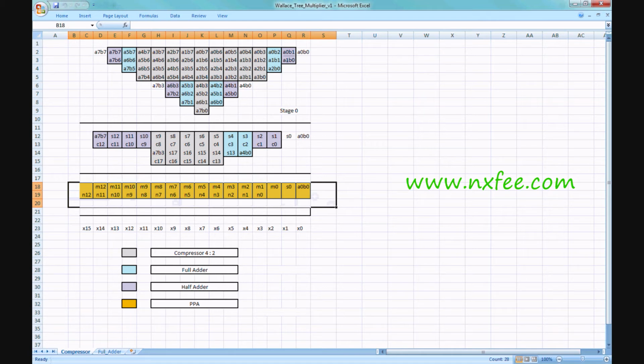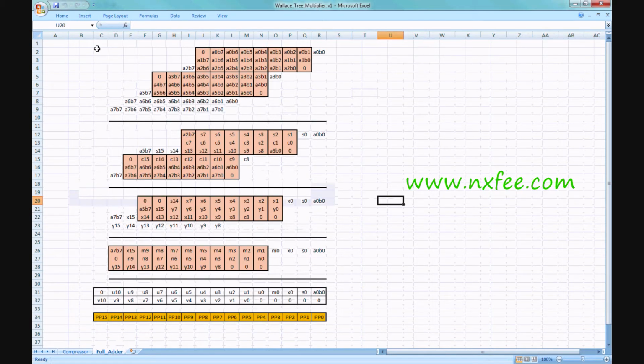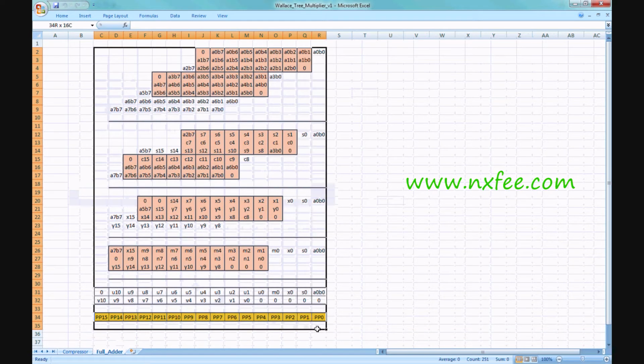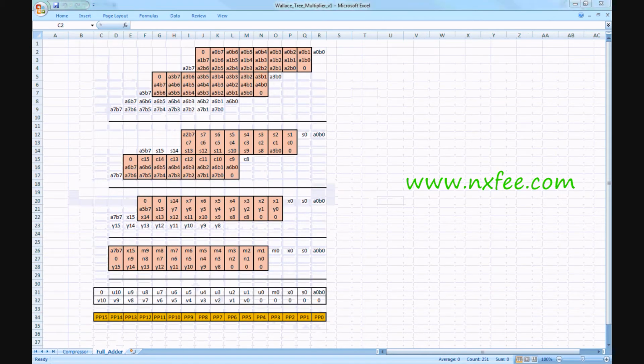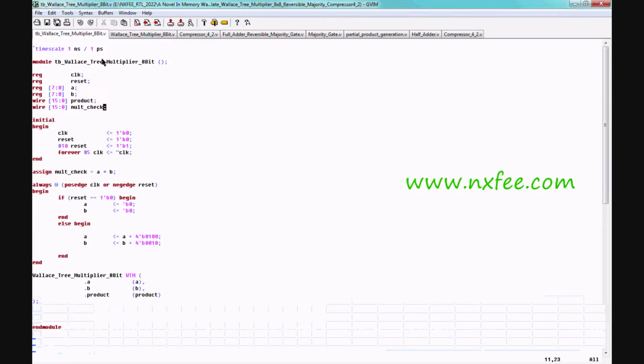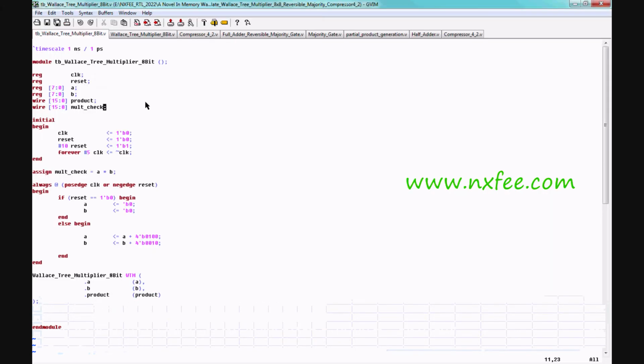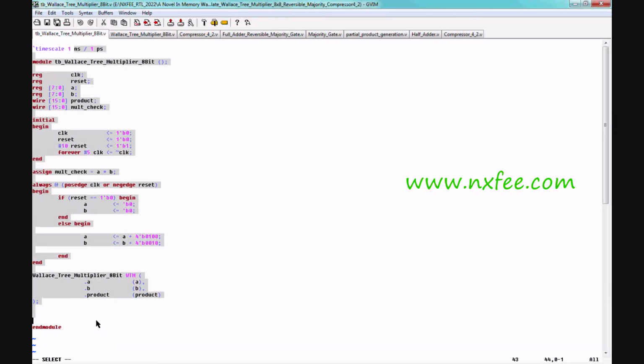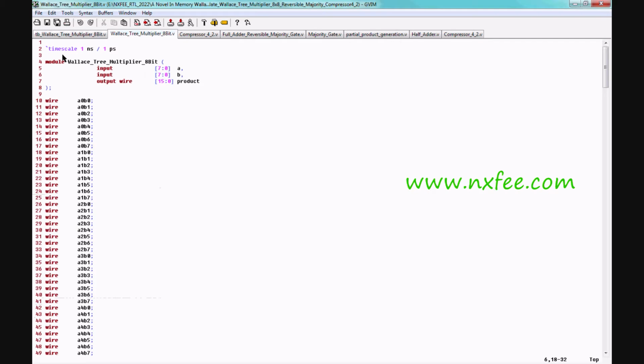This is the existing design, which we used for writing purposes. Here we generated this code in Verilog HDL. This is the code for the reversible method, for 8x8 multiplication. This is the test bench of the code, and this is the top module. Here we used only 8-bit multiplication, so 8 times 8 gives a 16-bit output.